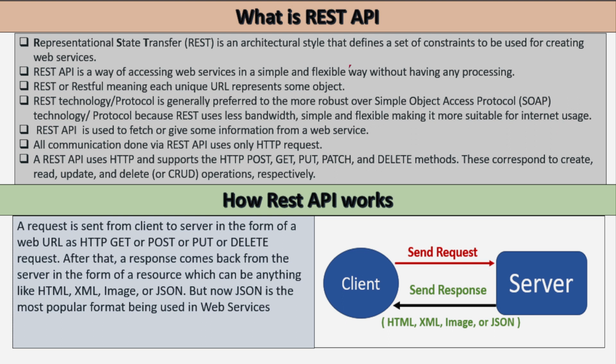These correspond to create, read, update and delete operations respectively. Now let's understand how REST API works. So a request is sent from client to server in the form of a web URL as an HTTP get or post or put or delete request. After that, a response comes back from the server in the form of a resource, which can be anything like HTML, XML, image or JSON, but now JSON is the most popular format being used in web services.